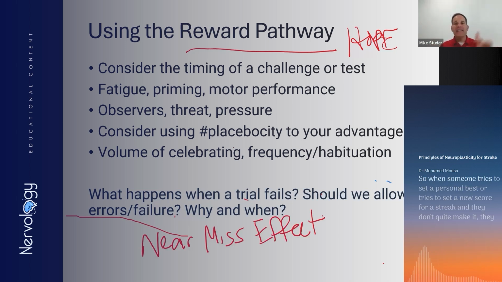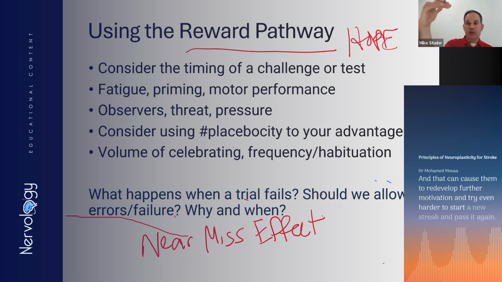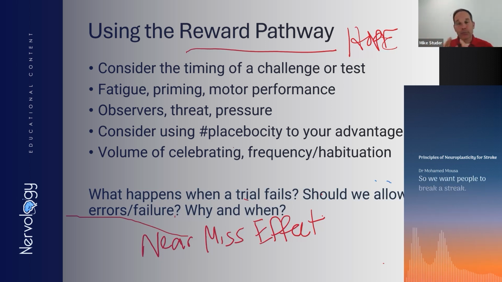So when someone tries to set a personal best or tries to set a new score for a streak and they don't quite make it, they feel in a very temporary and transient fashion dejected. Doggone it. I tried, but I didn't make it. And that can cause them to redevelop further motivation and try even harder to start a new streak and pass it again. So we want people to break a streak. We want people to try for a personal best and not make it.